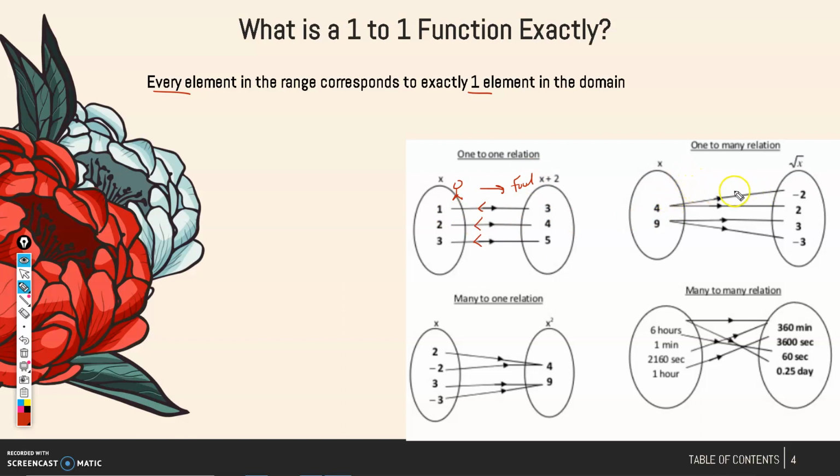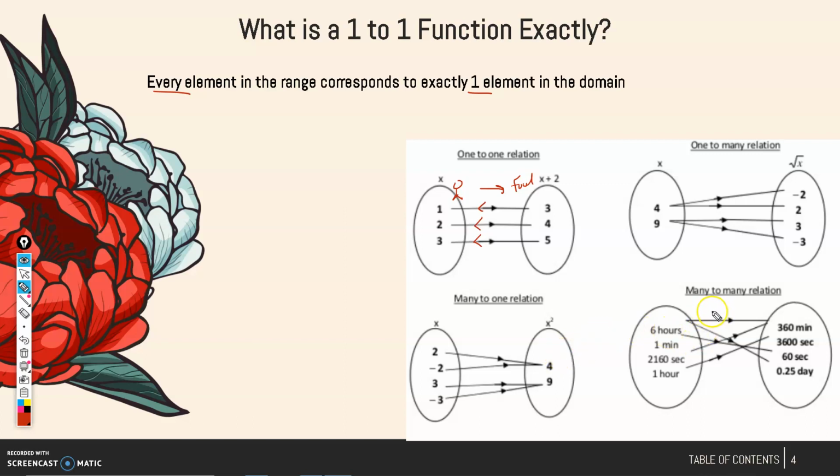Unlike this example over here, this is a square root function. The square root of 4 could either go to -2 or +2. There's too many ways to get back, and 1 goes to 2 here and not 1 to 1. Okay, many to one. So this is the square function. We have two inputs going to the same output. 2 and -2 go to 4, and 3 and -3 go to 9. So there's too many that go to one.